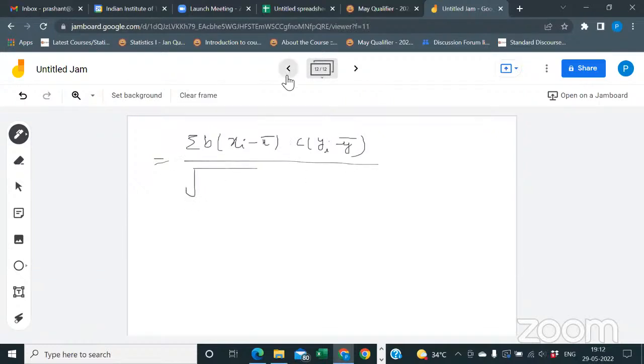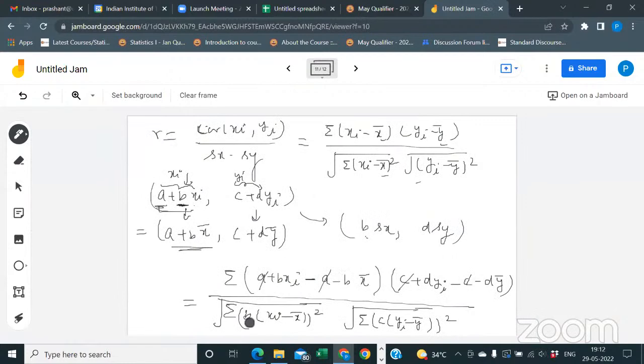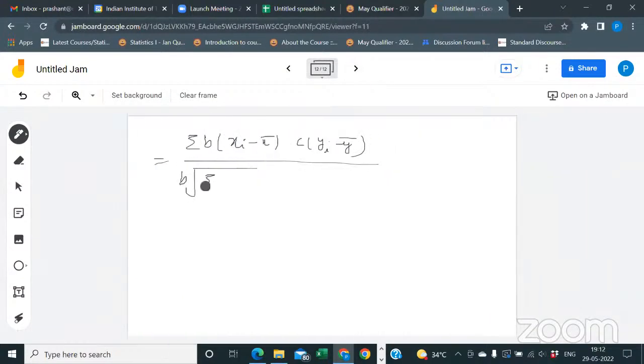If you take this B, since it is under the square, it will be B square. If you take it outside the square, outside it will be B, and that will be C. B and C, so it will be C times these things. Now, this B into C is a constant.